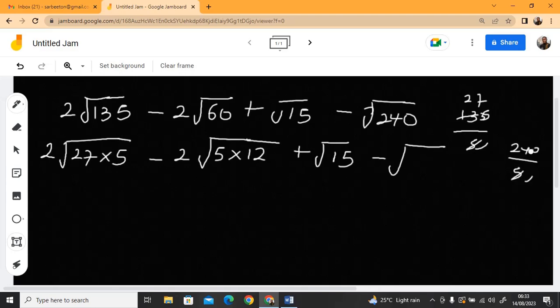5 here is 1. 5 here is 4. It means that 5 in 40 is 48. So here is 5 times 48. I'll show you what to do next.